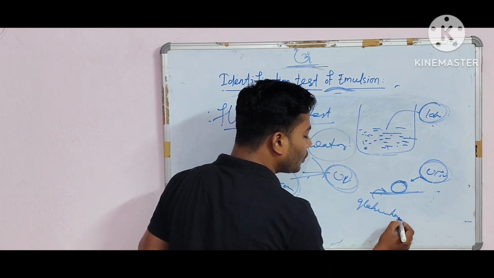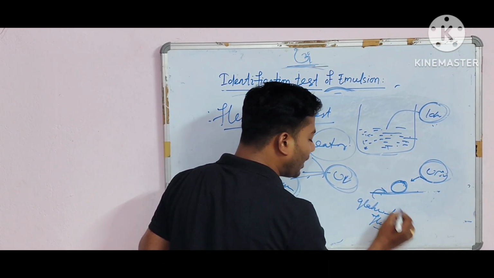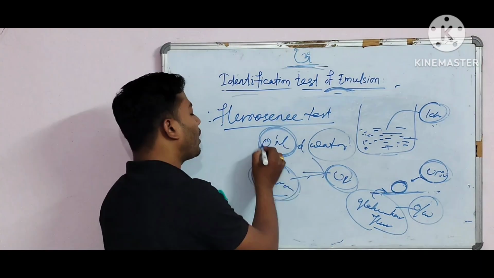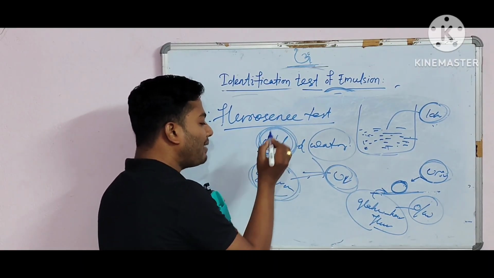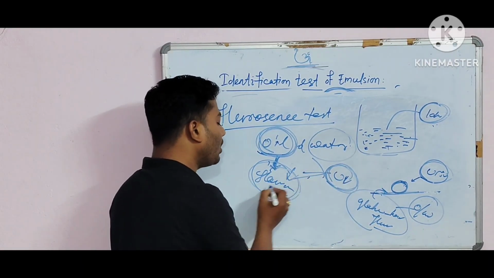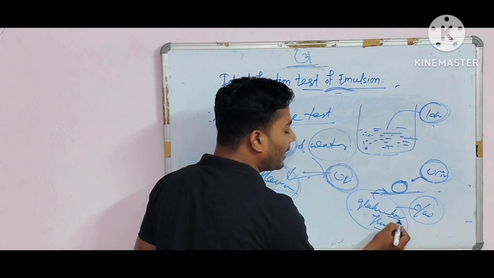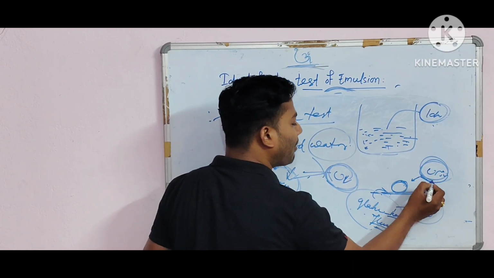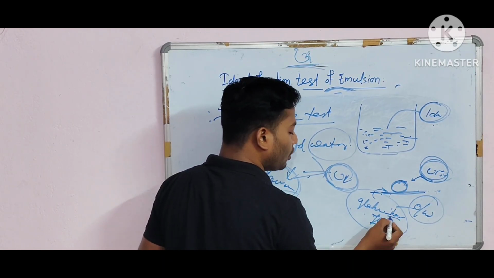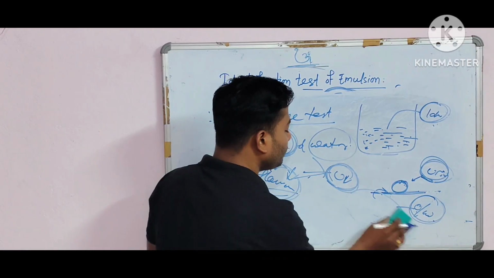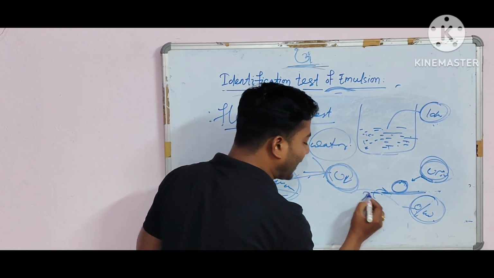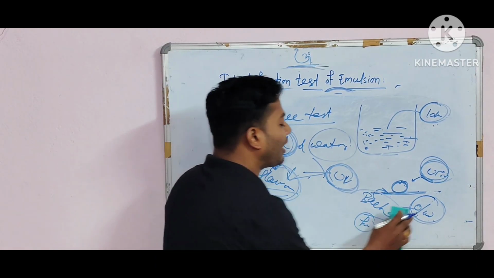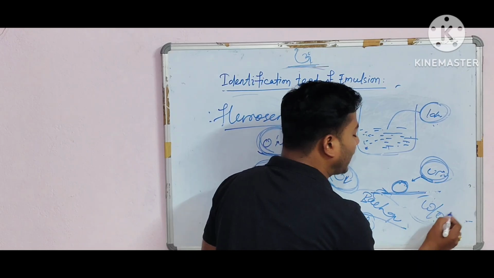If the globules show the fluorescence, definitely you can say it is the O/W type of emulsion, because the oil, due to its physical properties, shows fluorescence when it comes in contact with ultraviolet ray. So if the globules show fluorescence under the ultraviolet ray, it is O/W. If the background has fluorescence, then definitely you can say it is the W/O type of emulsion.